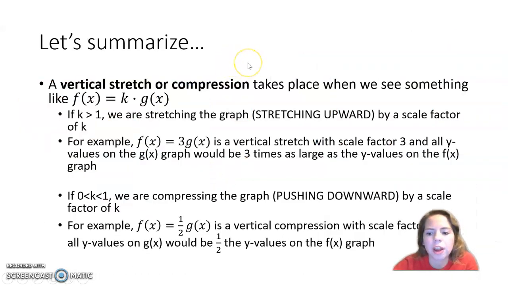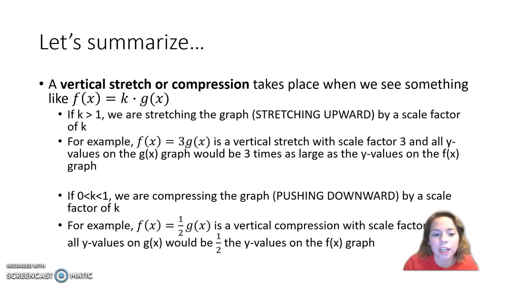So just summarizing with these, whenever you have a vertical stretch or compression, you're going to see a numerical value multiplied by the function value. So I put on here f of x is equal to k times g of x. If the k is a number bigger than 1, then we're going to be stretching the graph upward. So that's like that first example I showed you guys, we're stretching the graph upward, and the scale factor is just whatever the k is.